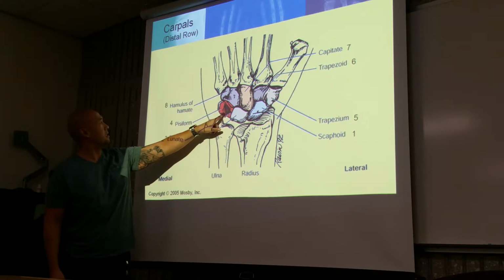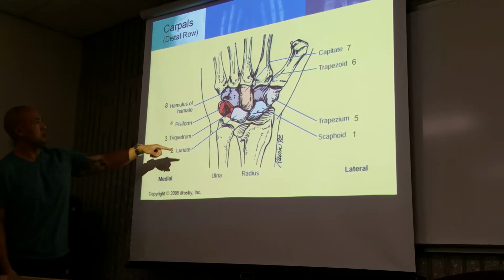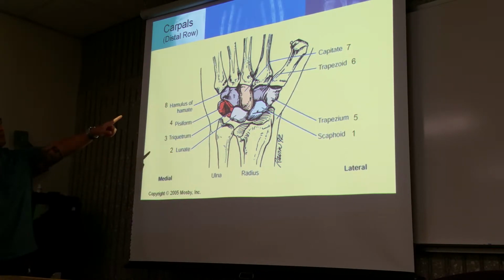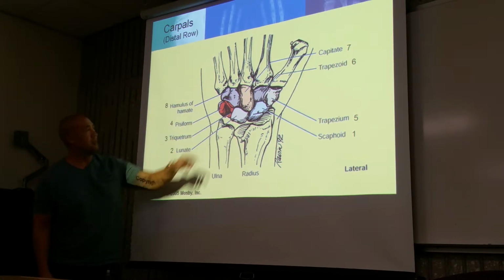Okay, this is the pisiform, and then the trapezium, starting on that side, trapezoid, capitate, and then the hamate. 1, 2, 3, 4, triquetrum. Oh, sorry, triquetrum right here.